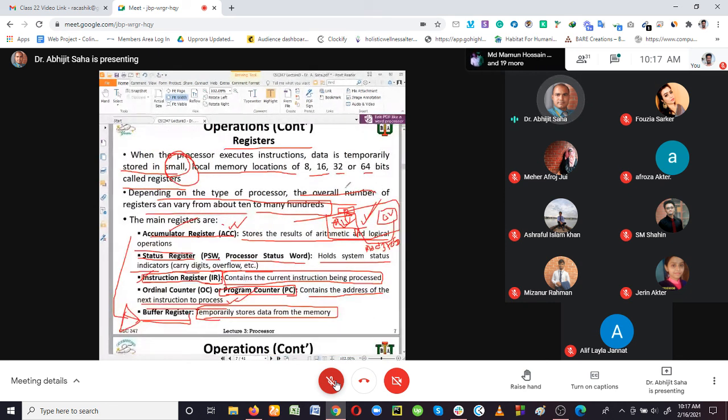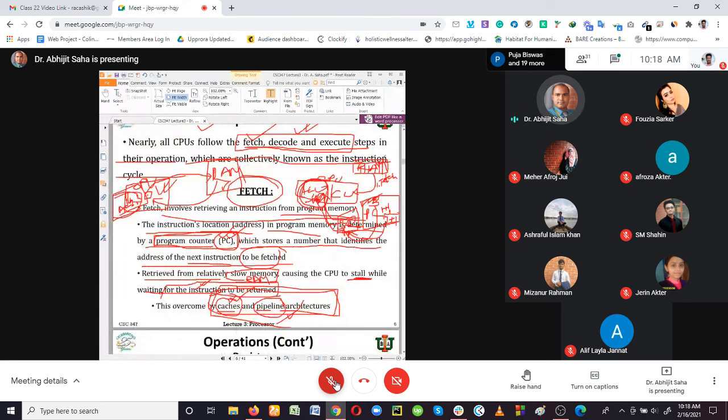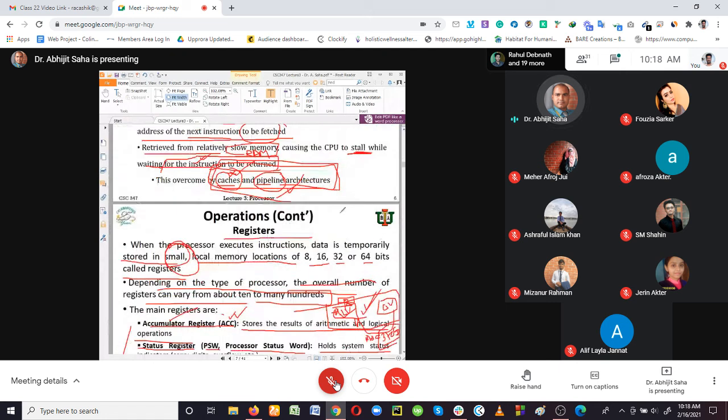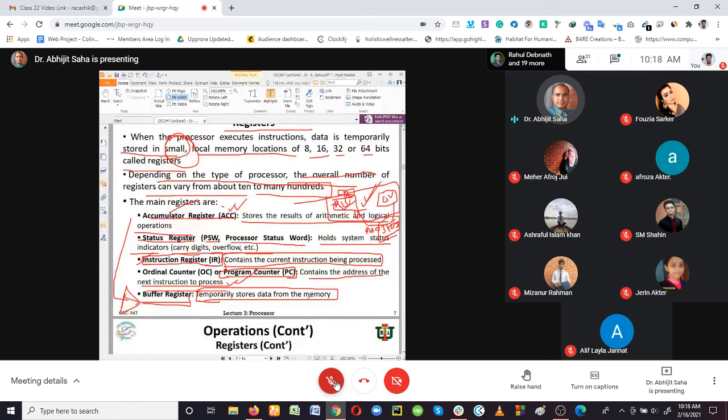The instruction you fetch, the 3 plus 5, you are fetching it from the RAM. The instruction is temporarily stored, that data from the memory, in the buffer register until the operation is complete. Clear? Okay. Yes, sir.